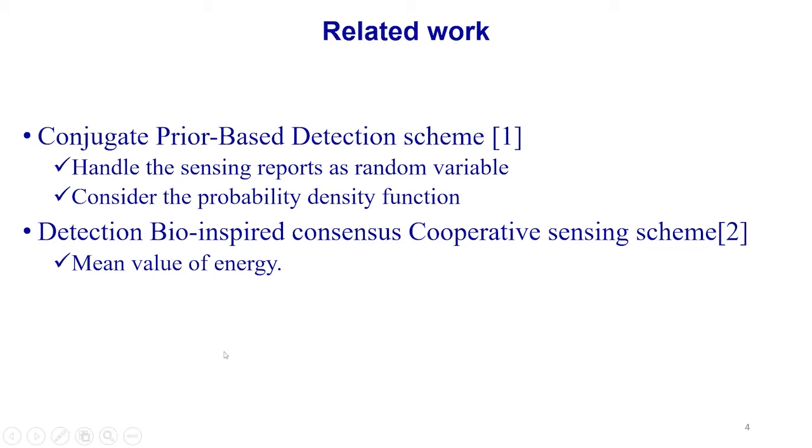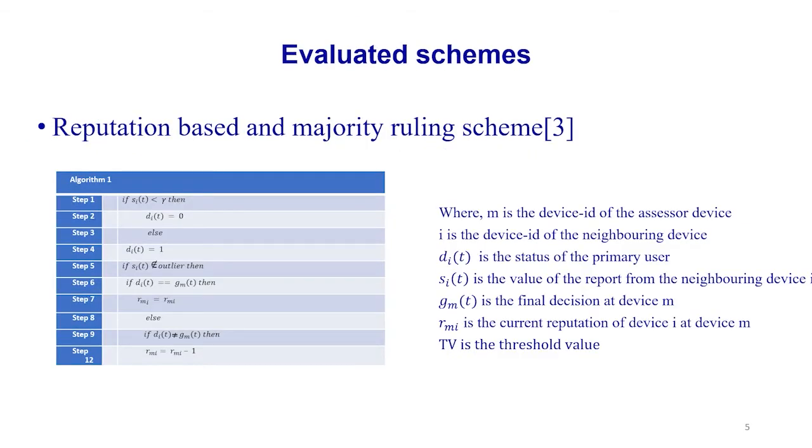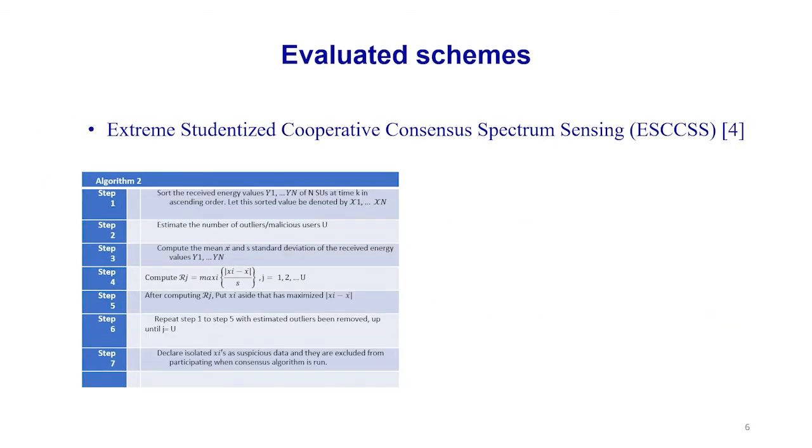These are just some of them, and from the literature, we chose these two. Number 1, the reputation-based and majority ruling scheme. Number 2, the extreme studentized cooperative consensus spectrum sensing.